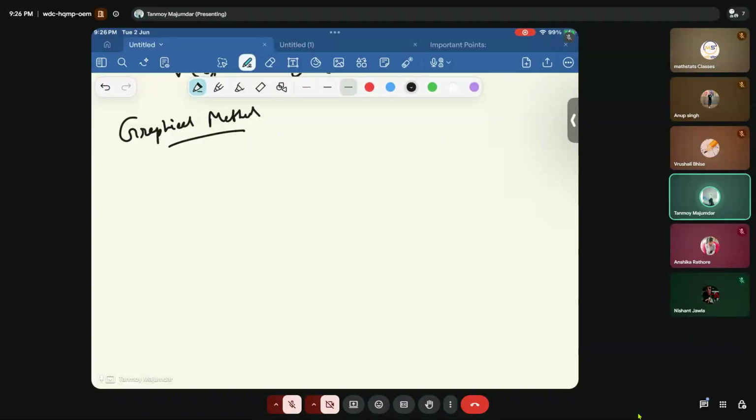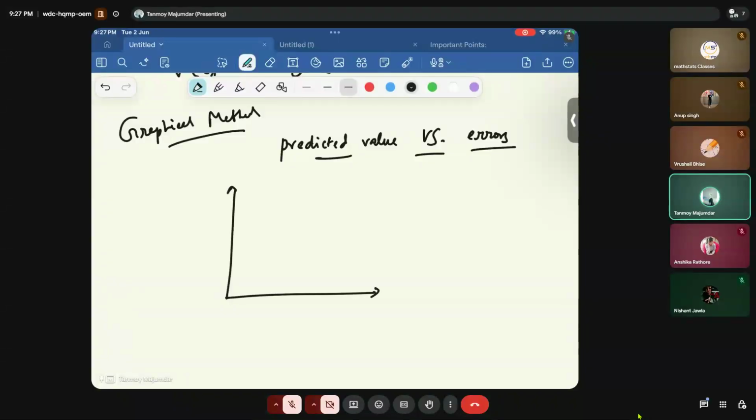So in the graphical method, what we are going to do is plot the predicted value and the errors. Okay, meaning the prediction error, epsilon, that we use. Suppose this is the predicted value and this is the errors, x and y. In x, we are using the predicted value. In y, we are using the errors. And the data points will look like this.